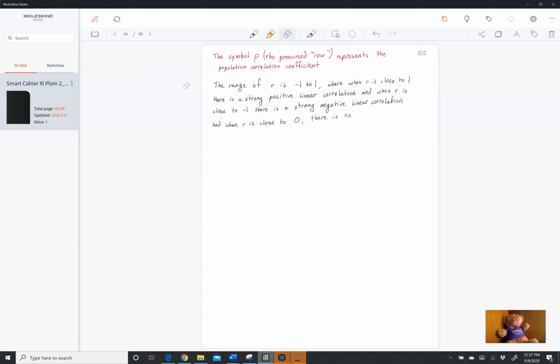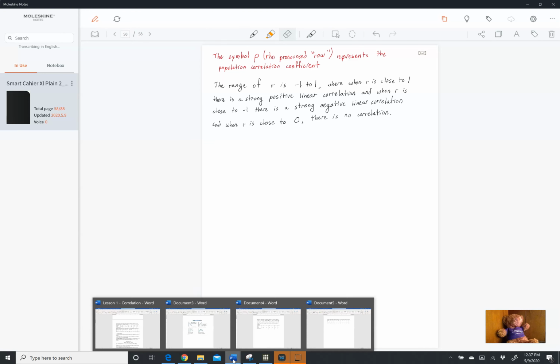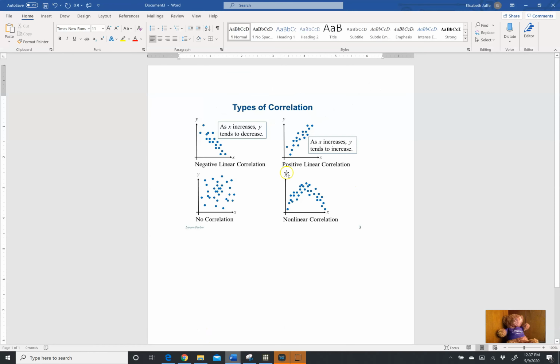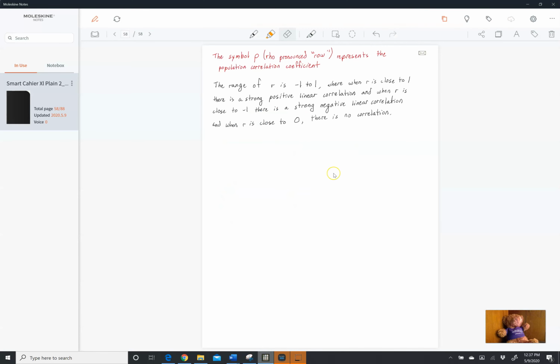Think of this as the slope of a line. When your slope is +1, then it looks very linear. When your slope is -1, it's a negative correlation. When your slope is 0, if we go back to here, this looks like a slope of 1, -1. This is like 0. There's no line. There's nothing.